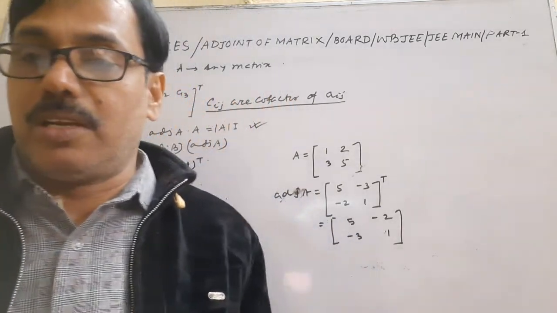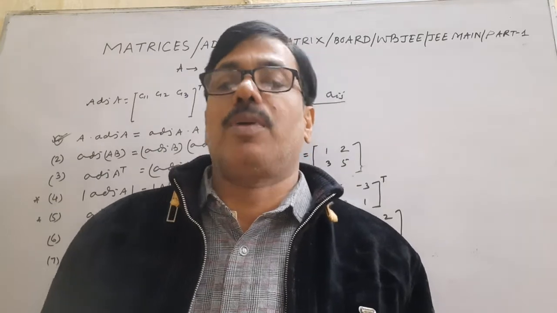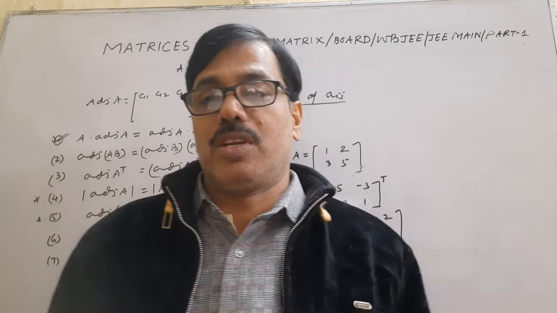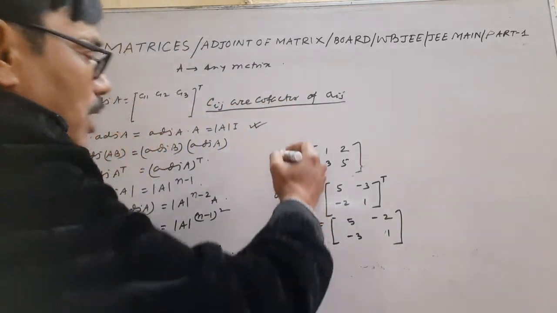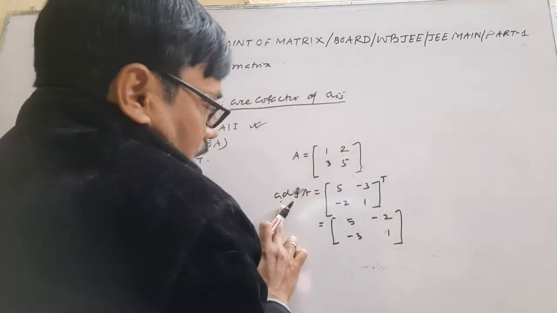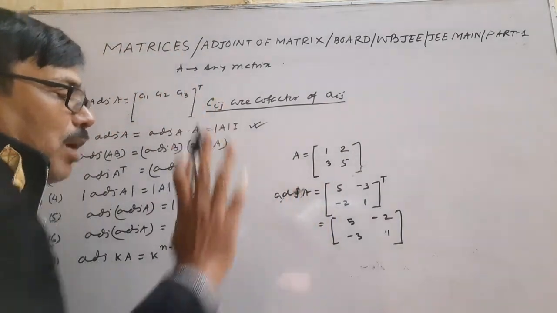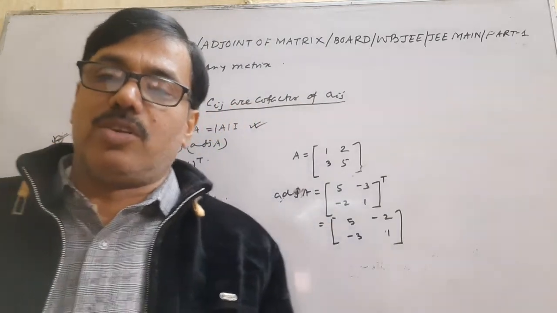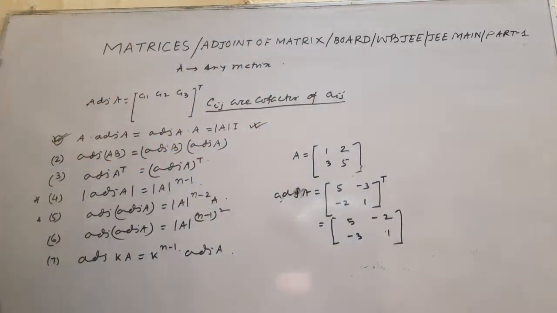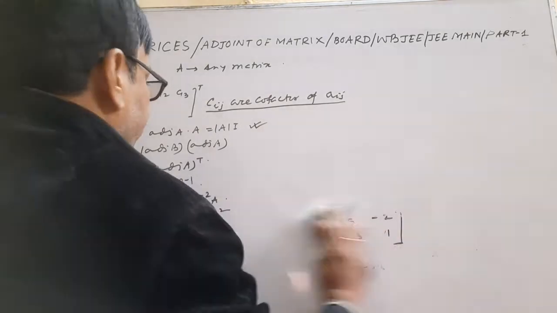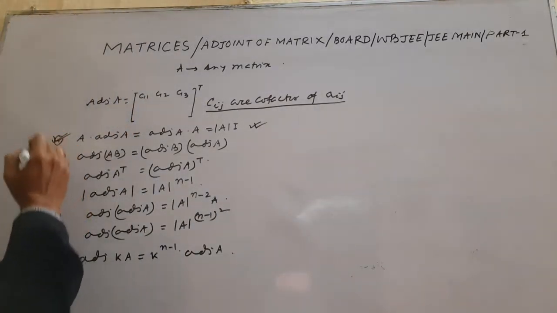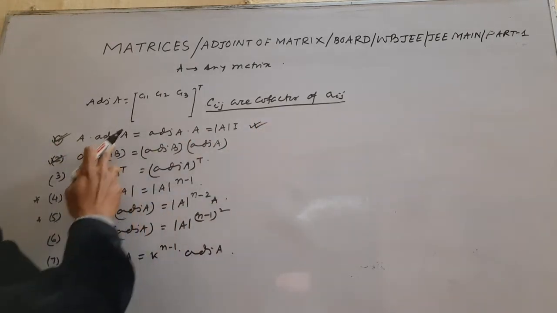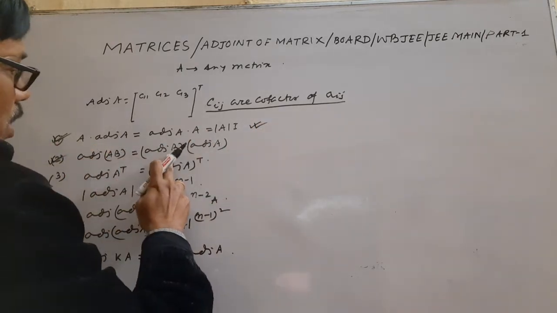So if it is asked in a board exam to give an example for which matrix multiplication satisfies the commutative law, then you take any matrix and take the adjoint of A, then take the multiplication A into adjoint of A equals adjoint of A into A. So this is property number 1.